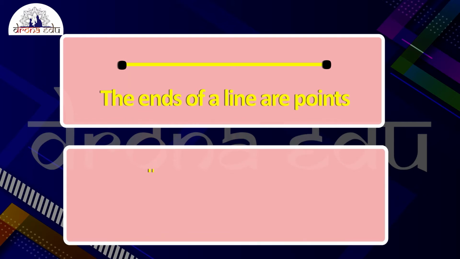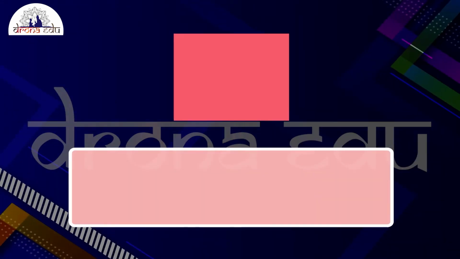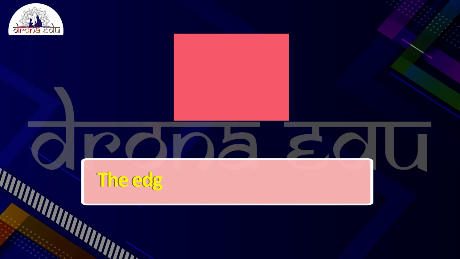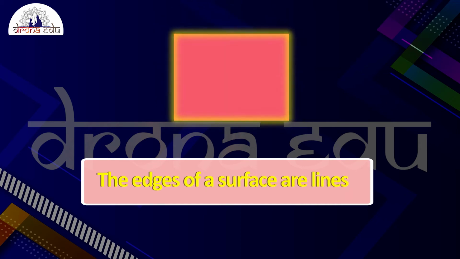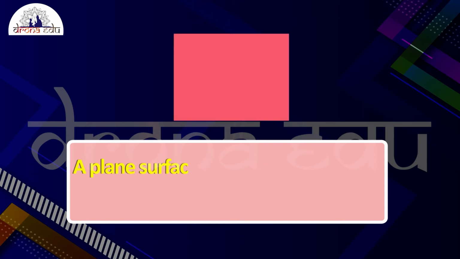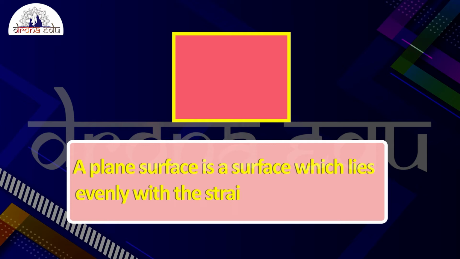And the fourth one is, a straight line is a line which lies evenly with the points on itself. And the fifth one is, a surface is that which has length and breadth only. And the sixth one is, the edges of a surface are lines. And the final, the seventh one is, a plane surface is a surface which lies evenly with the straight lines on itself.